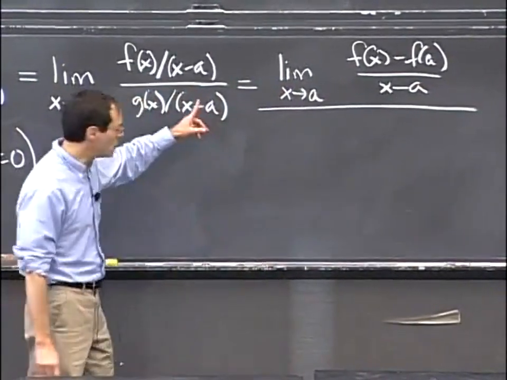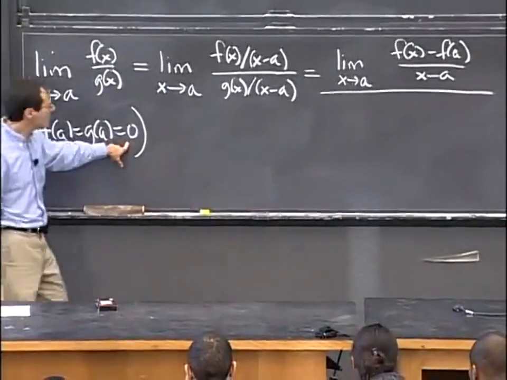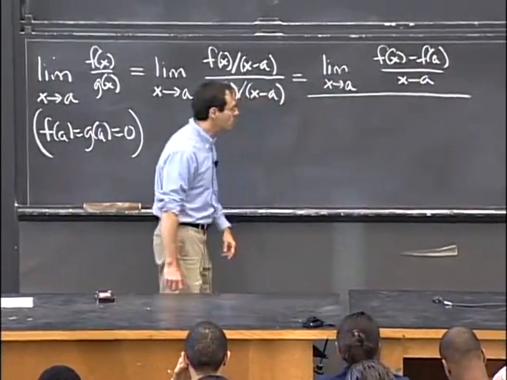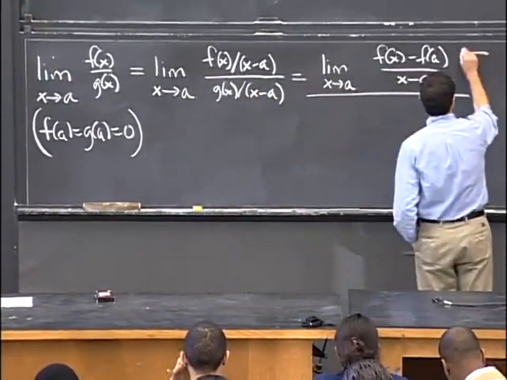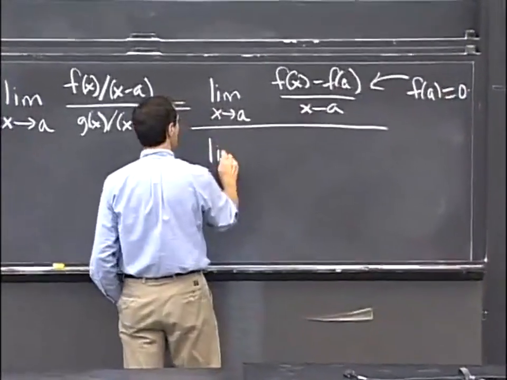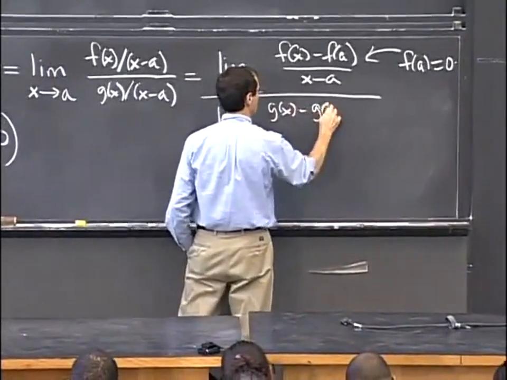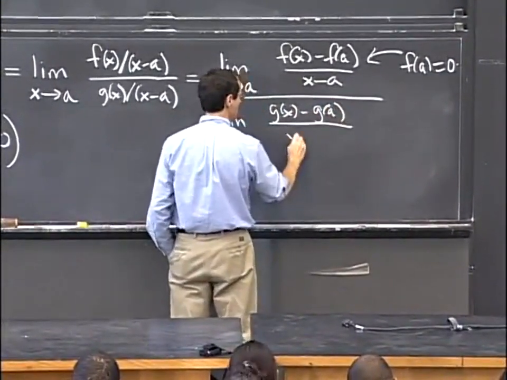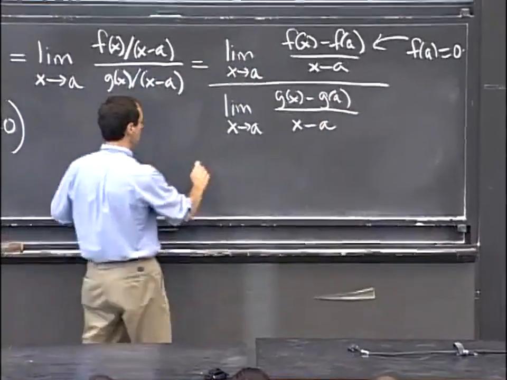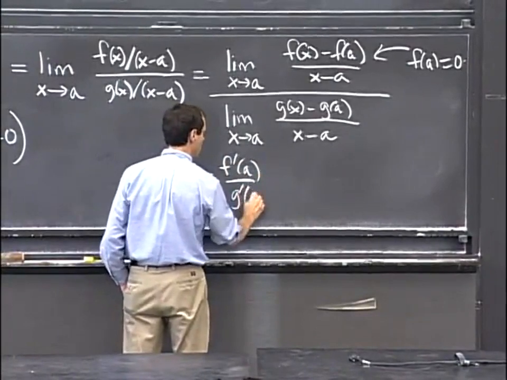So that's the way I'm going to write the numerator, and I've got to draw a much longer line here. So why am I allowed to do that? That's because f of a is 0. So I didn't change the numerator any by subtracting that. f of a is equal to 0. And I'll do the same thing in the denominator. Again, g of a is 0, so this is OK. And lo and behold, I know what these limits are. This is f prime of a divided by g prime of a.